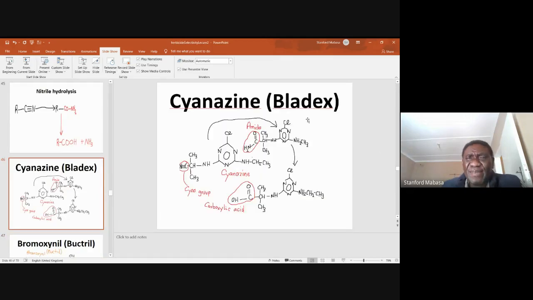We've got Bladex. Bladex is the herbicide which is used to control weeds in maize. If you look at the structure of Bladex, this complicated molecule, it has got this bit here, which is called the cyano group. Firstly, it will be converted to an amide. Then later, it's converted to carboxylic acid. So the process is hydrolysis. Addition of water to the molecule, then it can cause these changes.